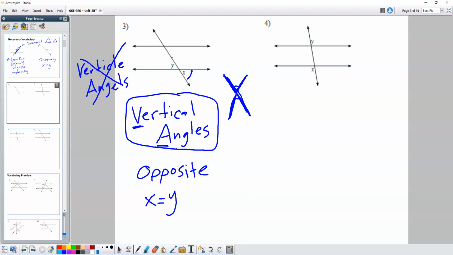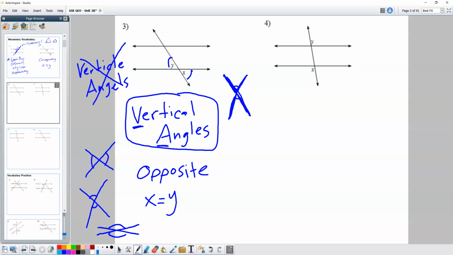This angle is the same measure as this angle. And you could draw an X at any point. That angle is equal to that angle. That angle is equal to that angle. However you want to make your X, you could make it really skinny like that. That angle is equal to that angle. Okay, opposite angles.